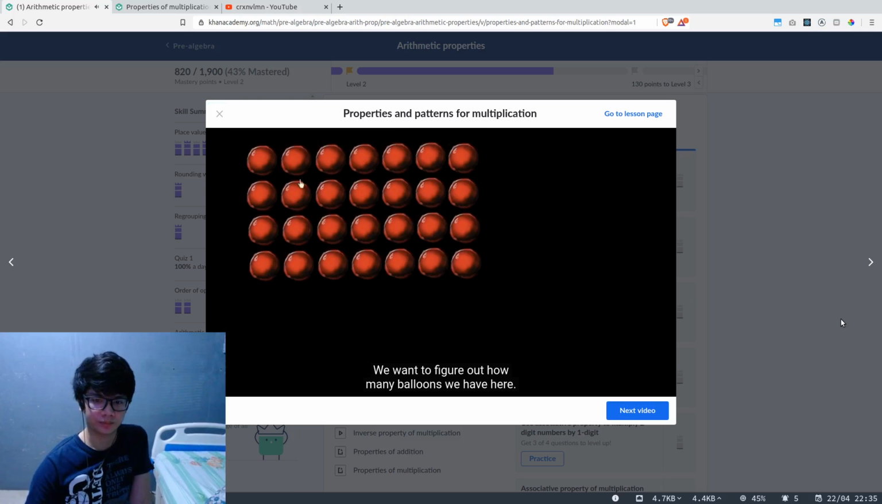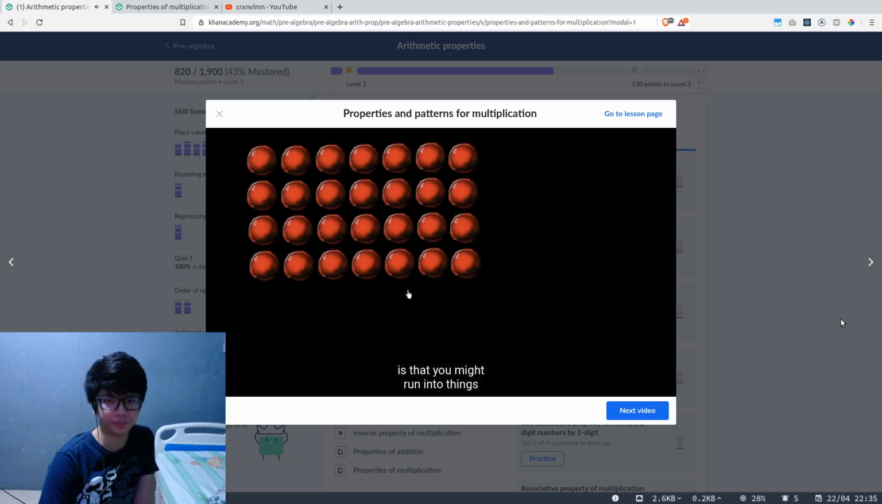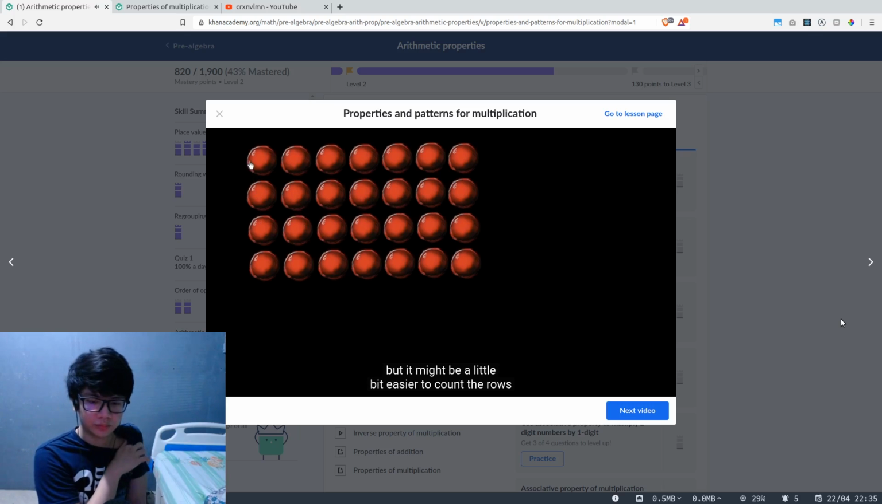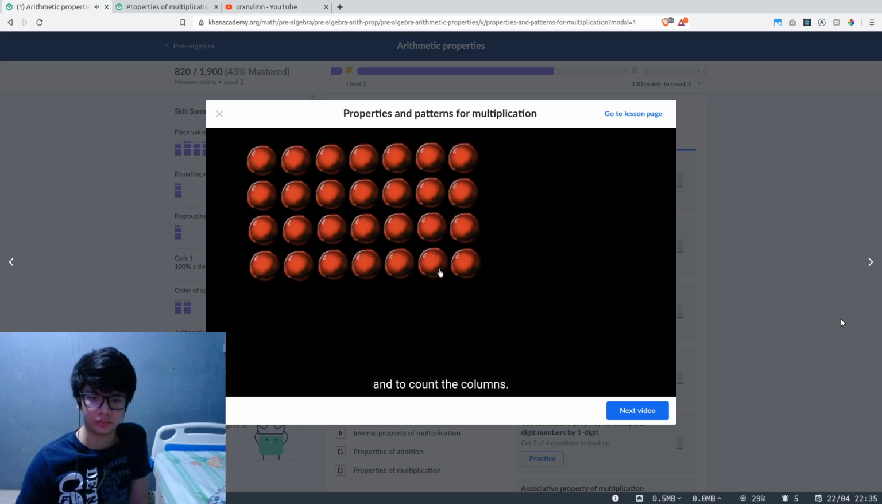We want to figure out how many balloons we have here, and obviously we could just count these, but now we have other ways of thinking about it, especially because they're arranged in this nice array, this nice grid pattern here. And the reason why it's useful to not just always have to count it, but to be able to use a little bit of multiplication with the number of rows and the number of columns, is that you might run into things, or you will run into things, where it's very hard to count each of the objects individually, but it might be a little bit easier to count the rows and to count the columns.